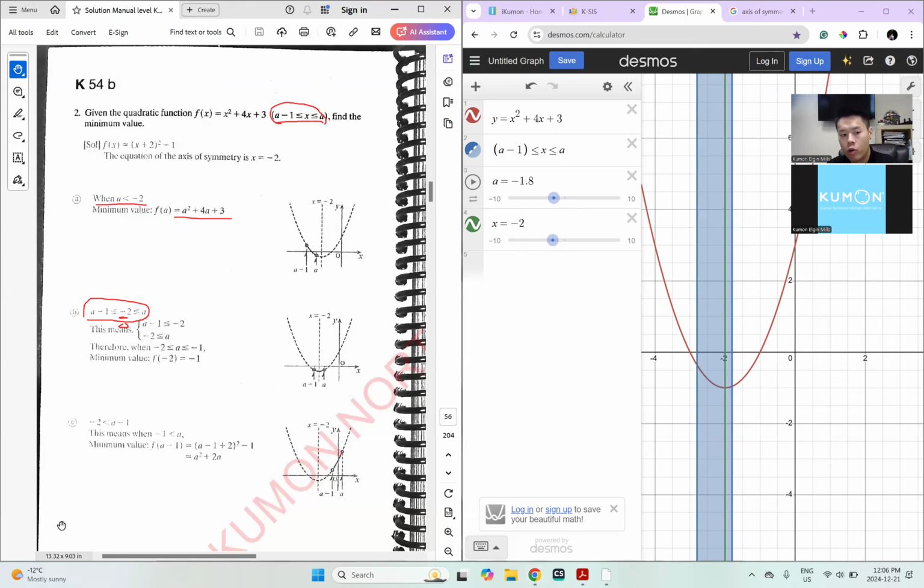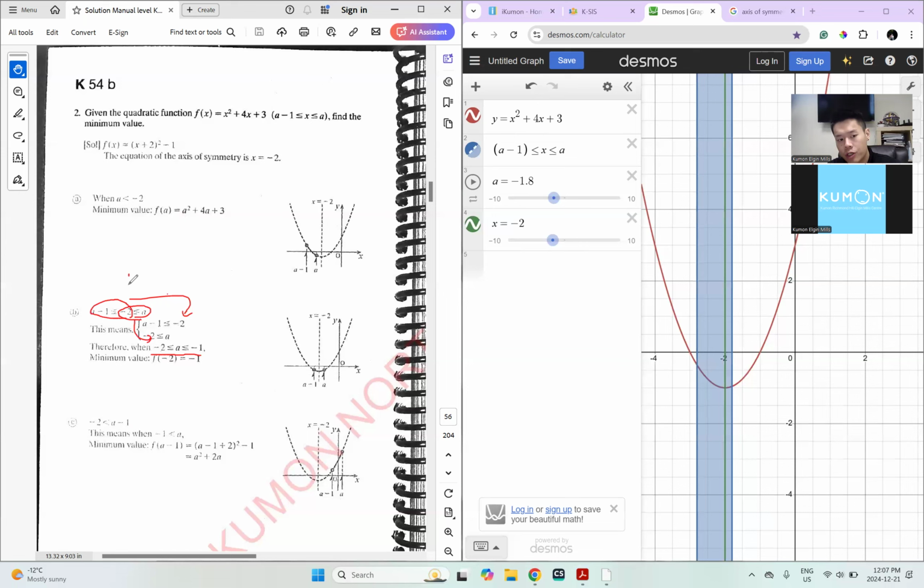So for the second scenario, any questions? No? How do we get a minus 1 smaller or equal to -2 and -2 smaller or equal to a? This is actually from this over here. You learned from the inequalities before, right? So how do we do that? Again, we take it apart. Basically, we take this part to be here, and this part to be here, and we simplify it, so we will get when a is in between -1 and -2.